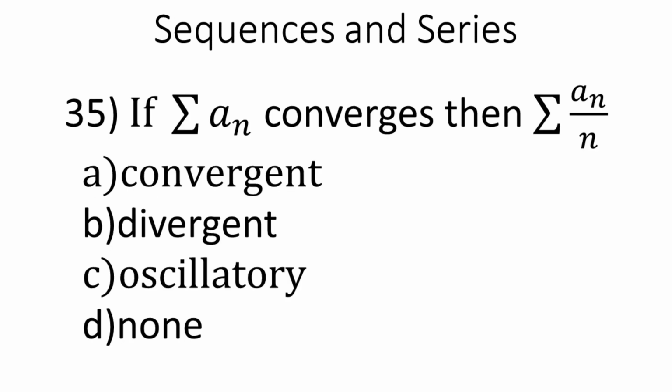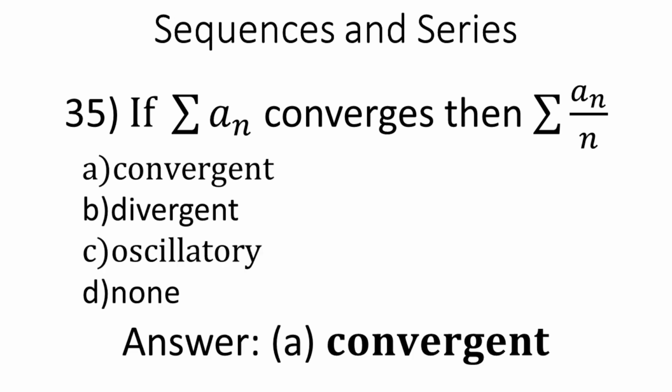Question number 35. If sigma an converges, then sigma an by n. They are asking about the convergence of the series sigma an by n whenever sigma an converges. So this is by Abel's test. The answer is that sigma an by n converges. Option A is the correct answer.